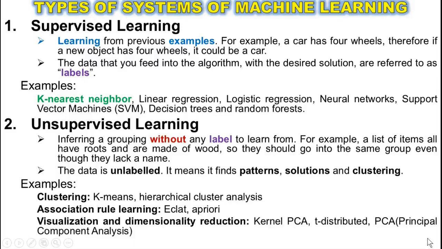On the other hand, the unsupervised learning infers a grouping without any label to learn from. For example, a list of items all have roots and are made of wood, so they should go into the same group even though they lack a name. The data is unlabeled. It means it finds patterns, solutions, and clustering.